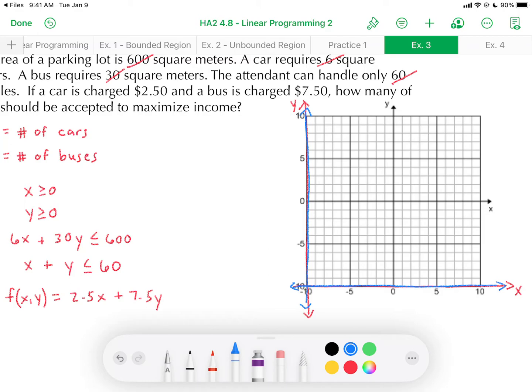Now, before I go any further, let's adjust our scales here. I'm just going to go by fives. So I'm going to make this 25, this 50, 75, and 100. Same thing here.